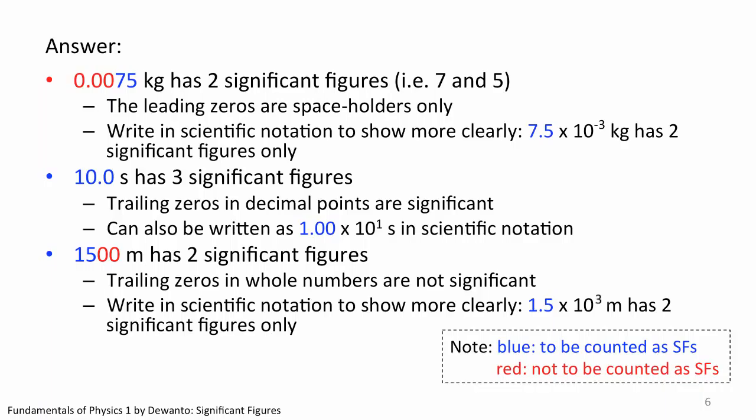1500 meters has two significant figures. The significant figures come from the digits 1 and 5. The zeros are not counted because they are trailing zeros in a whole number. Also, if you write 1500 in its scientific notation form, that is 1.5 times 10 to the power of 3, it clearly carries only two significant figures. Lastly, 1.50 times 10 to the power of 3 is already in scientific notation, and it carries three significant figures. The zero in this case contributes significantly because it is a trailing zero after the decimal point.